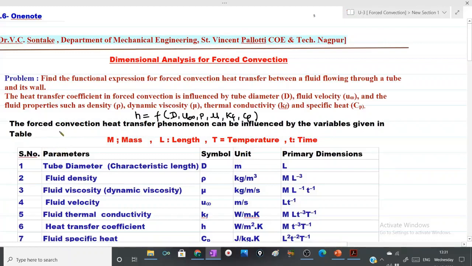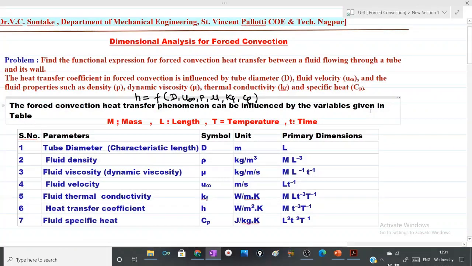Now all the parameters which are affecting this forced convection heat transfer phenomena are given in the below table. There, M represents the mass, L represents the length, capital T represents the temperature, and small t represents the unit of time. So, different parameters, their symbol, their unit, and their primary dimensions are mentioned in this table.